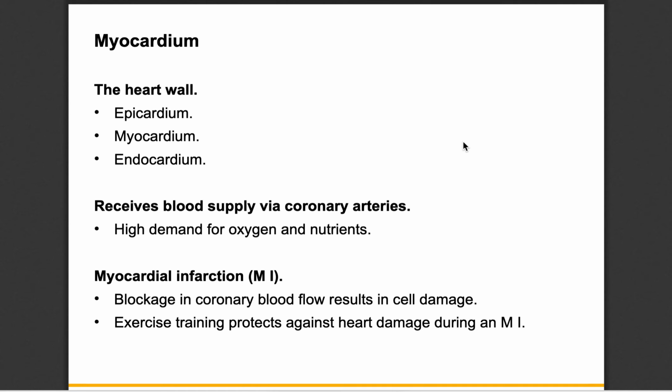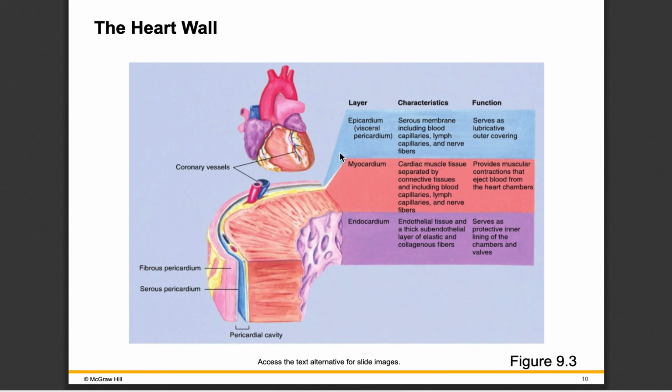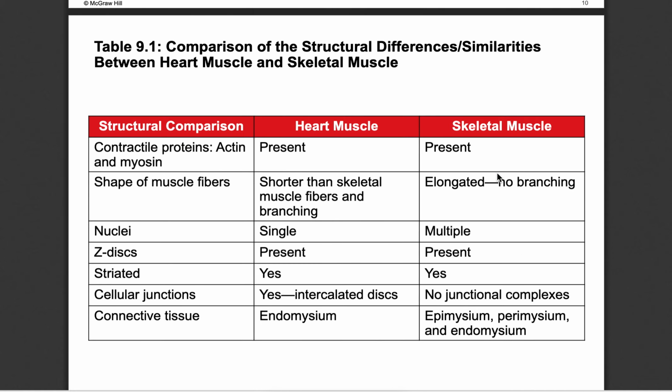And if you've ever heard of someone having a myocardial infarction or an MI, this is simply where a blockage of some sort has occurred in one of the coronary arteries and blocked blood flow to an area of the heart and caused cellular damage. And so exercise can protect from this damage during an MI. If you have a heart that's been used to exercise, it's putting a similar demand, and it helps protect people from MIs. So this lays out those different areas of the heart, those three different layers, and the characteristics and functions. And so always good to know things like that.